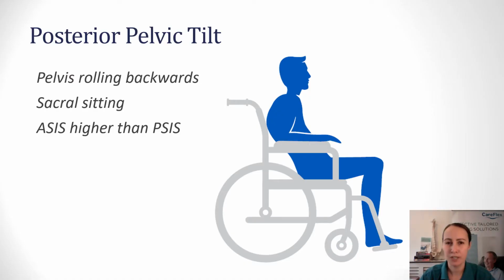I don't know if you'd agree, but one of the most common postural challenges that we can come across in the seating world is a posterior pelvic tilt. Now, this is where the pelvis rolls backwards and the client goes into sacral sitting. During the objective assessment, when we get hands-on to palpate the bony landmarks at the pelvis and feel for movement, what we might find is that the ASISs are higher than the PSISs, which would indicate a posterior pelvic tilt.